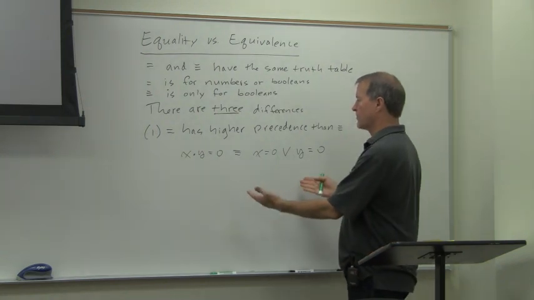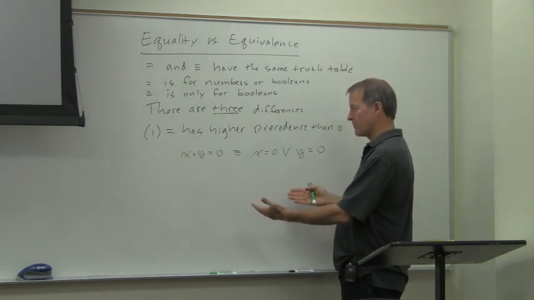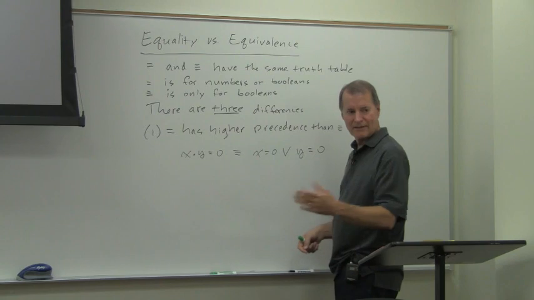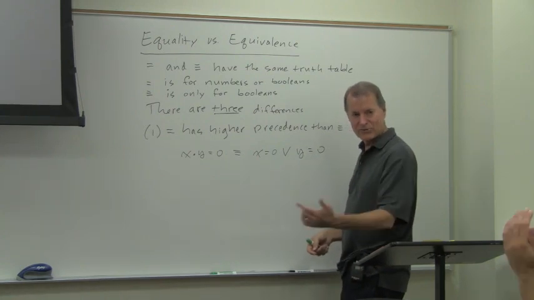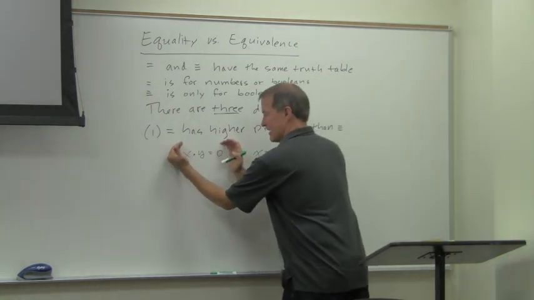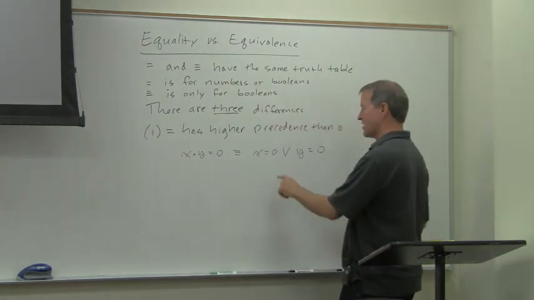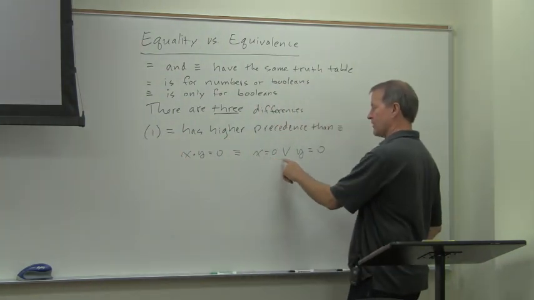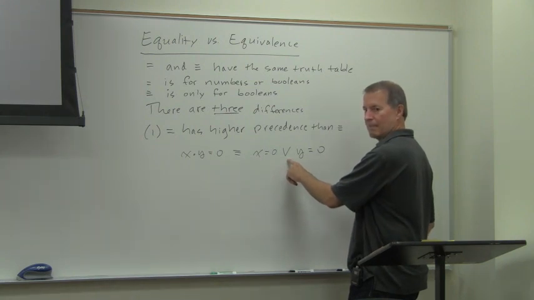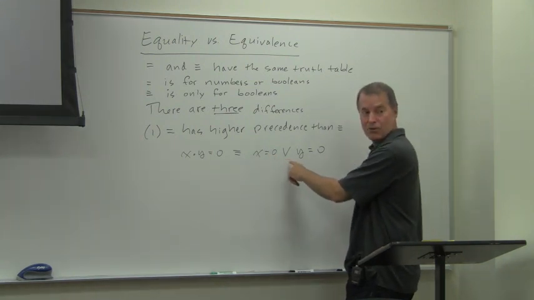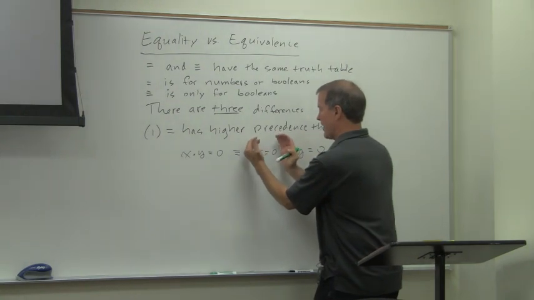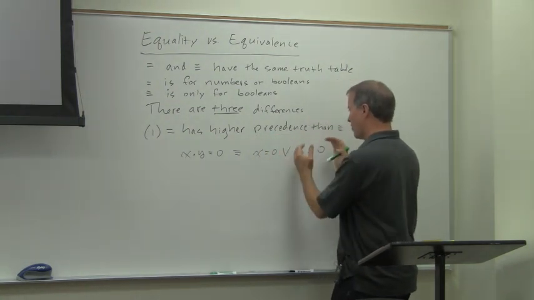If you were to put the parentheses here, where would you put them? What does this mean? Like you said, you do the equals first. It's x times y equals 0, equivalence. Now, does anybody remember what equals is compared to or? Equals is higher than or. So it's like x equals 0 or y equals 0.